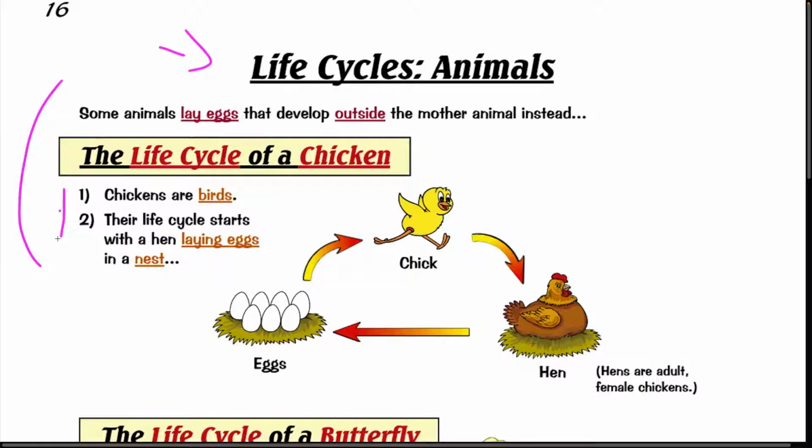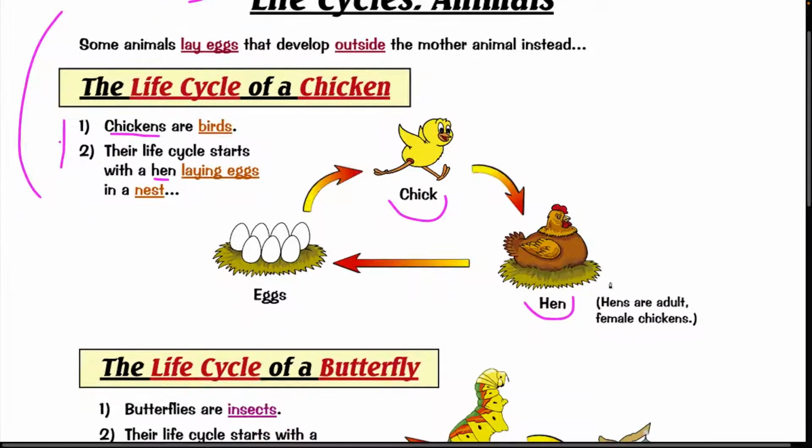Number two, their life cycle starts with a hen laying eggs in a nest. Very good. Hen. So, check it out. We have three different names. Nós temos três nomes diferentes aqui, ó. Então, vamos lá. A gente tem o chick, a gente tem chickens, e nós temos a hen. And then we have a description here, right? Hens are adult, female chickens.